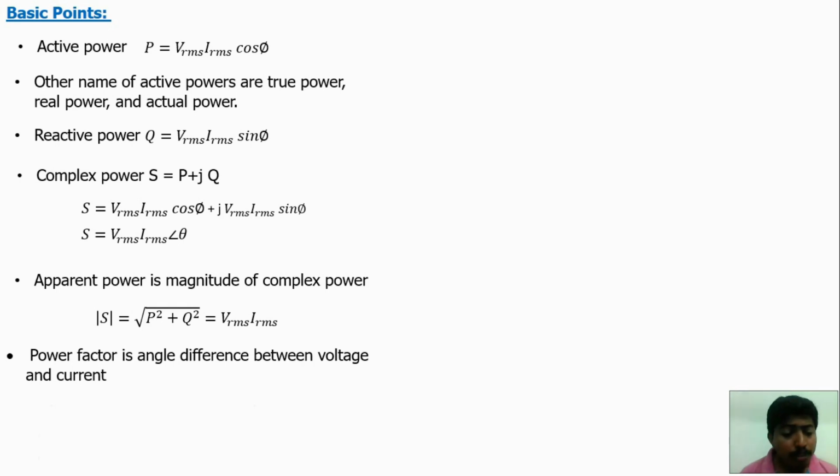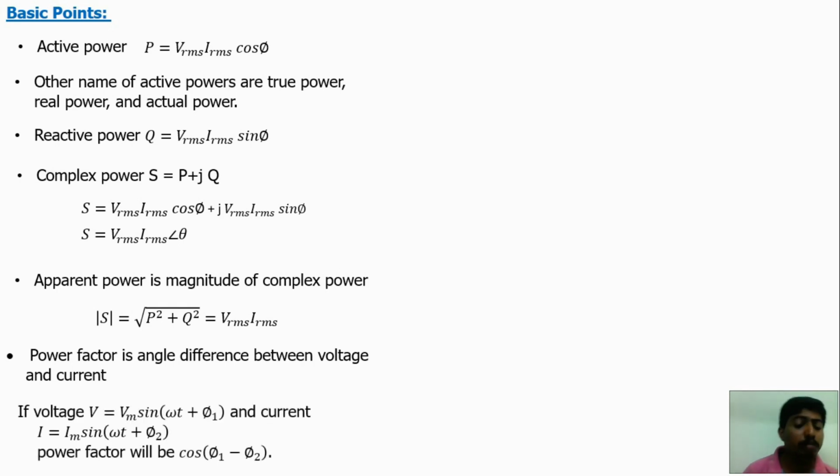For example, if the voltage V is equal to Vm sin omega t plus phi 1, that means the voltage phase angle is phi 1, and the current I is equal to Im sin omega t plus phi 2, the phase angle of current is phi 2, then the power factor will be the cos of the angle between the voltage and current, phi 1 minus phi 2.